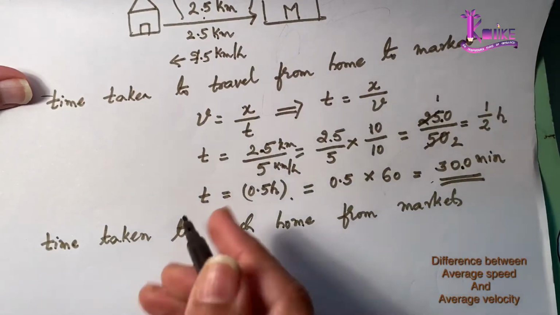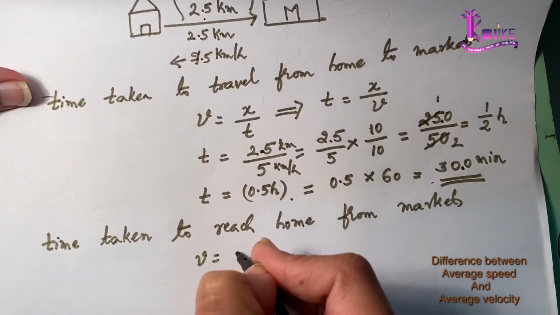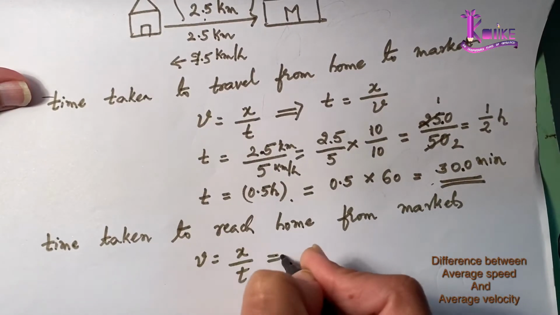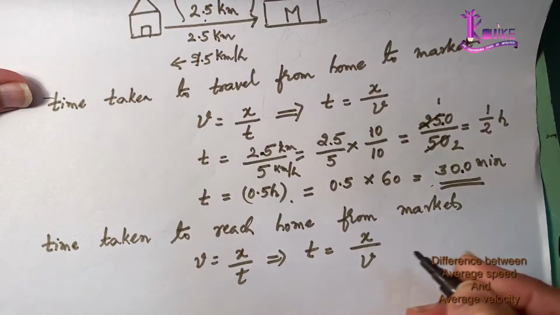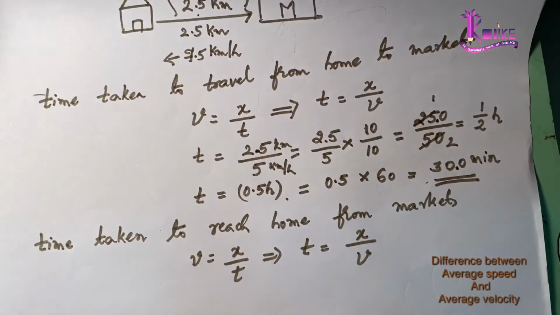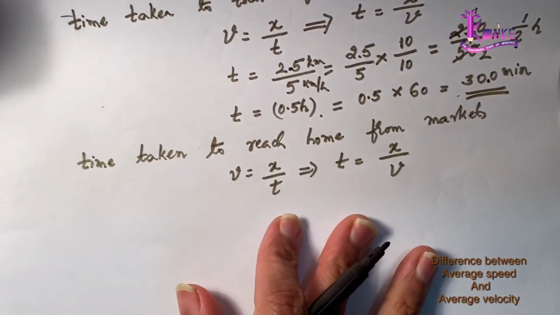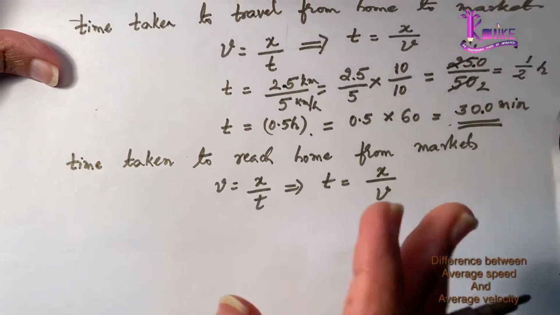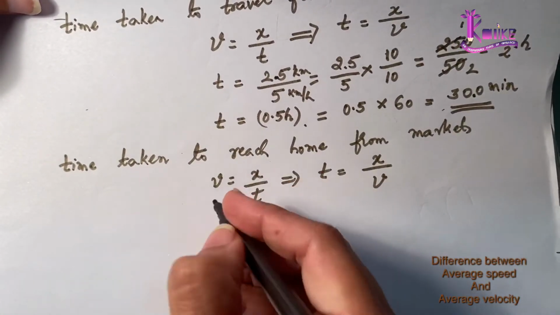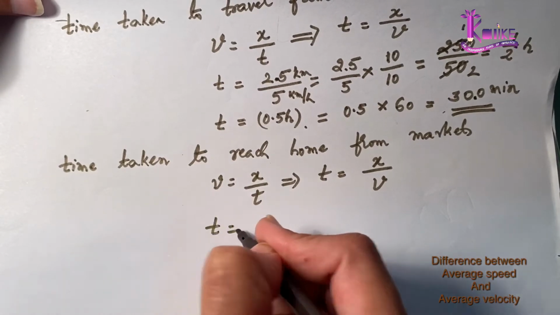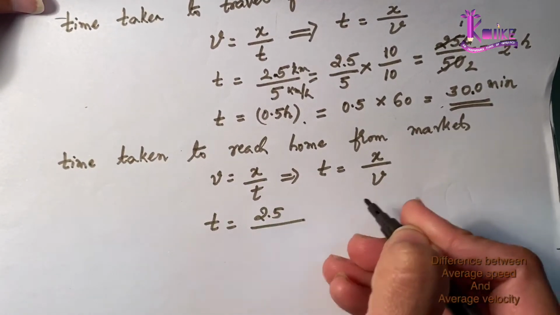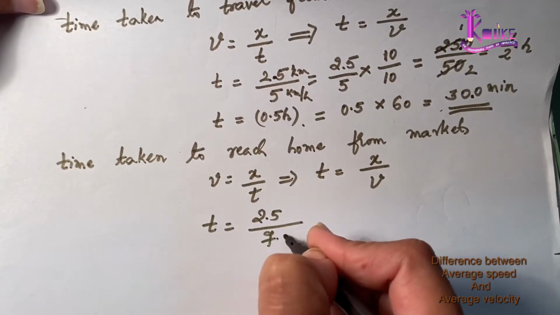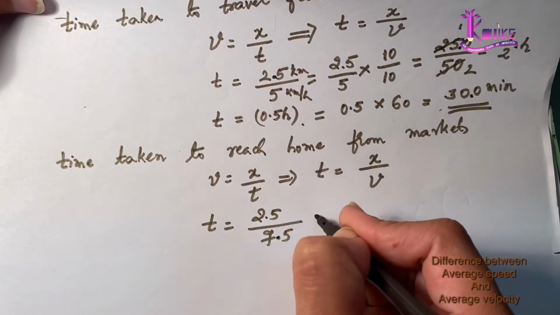So we use the same formula. Speed is equal to distance by time, so time is equal to distance by speed. Just substitute the values that you have. So we know T is equal to, he has to cover the same distance, which is 2.5 kilometers, but he is traveling with a speed of 7.5 kilometers per hour.